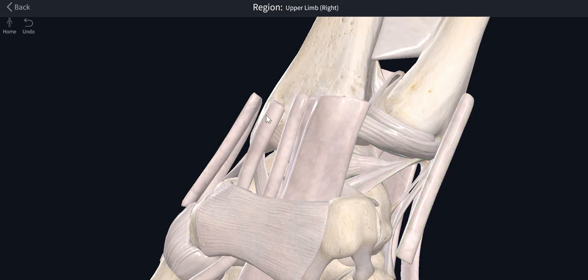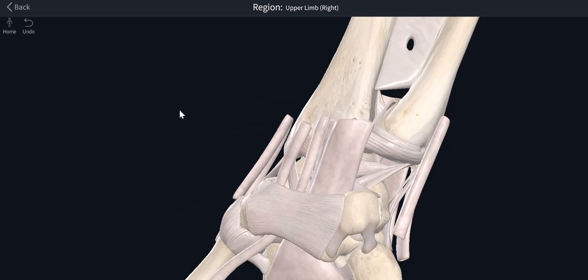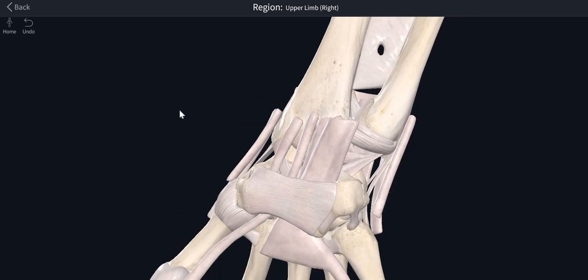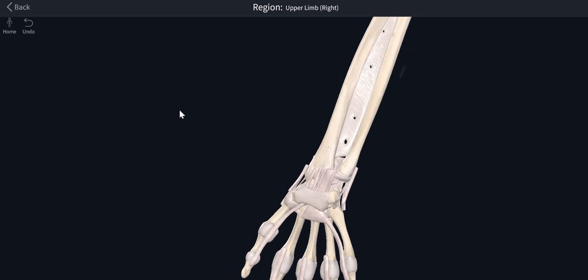Okay. The movements of this joint. This joint is primarily responsible for supination and pronation of the arm. Supination and pronation occur through several muscles of the forearm. Supination occurs through the supinator muscle, which is above right there.